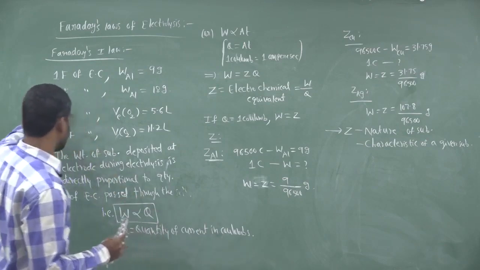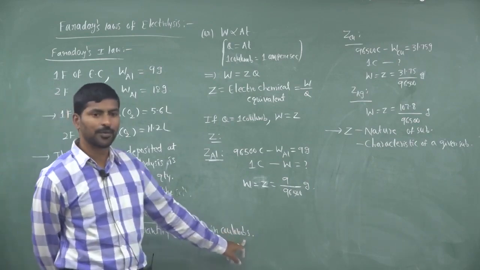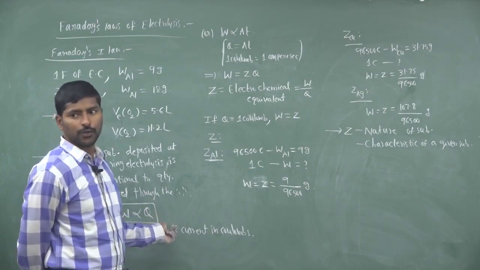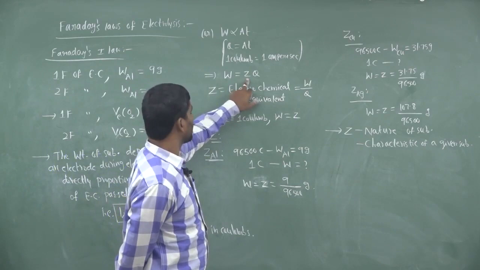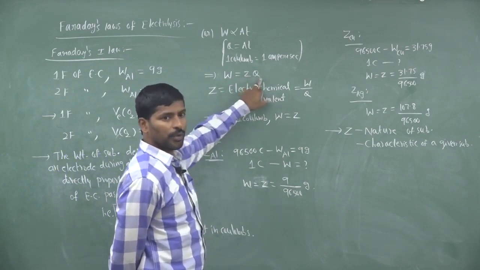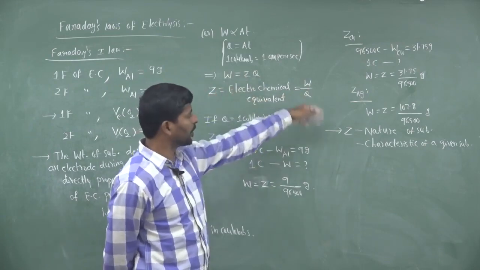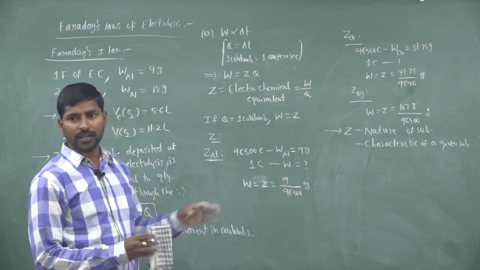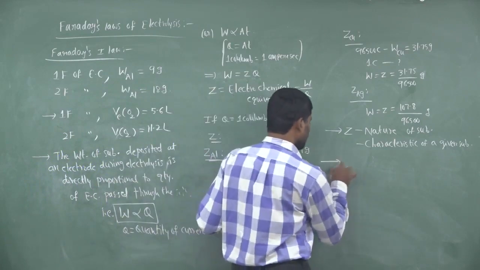Right, and this is Faraday's first law. Weight of substance deposited is directly proportional to quantity of current we are passing in coulombs. W1 by W2 is equal to Q1 by Q2. If you remove the proportionality, we will get Z. Z is defined like this: if you pass 1 coulomb of electric current, the weight of substance deposited is called Z. That is different for different substances. So it depends on nature of substance, or it is characteristic of a given substance. Next one, put a note.